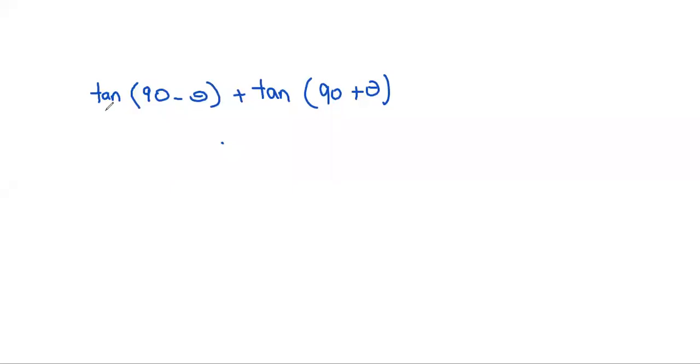The simplest form of tan(90 minus theta) plus tan(90 plus theta). 90 minus theta, ask about the quadrant. This is the first quadrant, and tan in the first quadrant is positive. But this 90 changes tan to cotan. So it will be cotan theta.